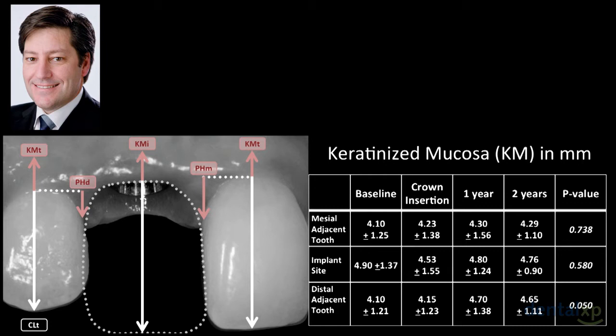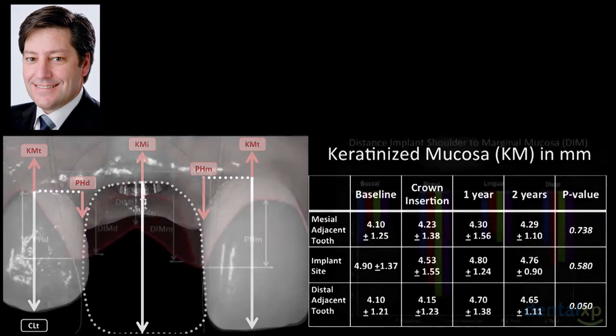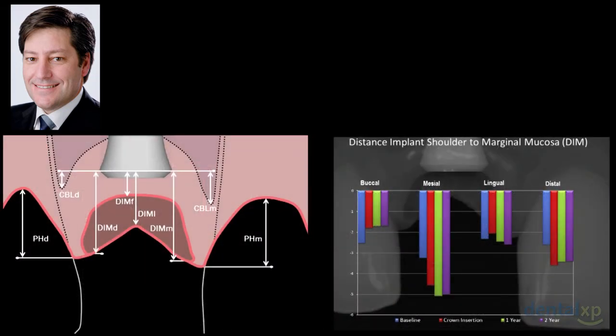We are measuring now when you do cases flapless. We even see that it's more important because there's no disruption of the periodontium. Not all the cases could be done flapless, but in those cases, they work really nice. Then we measure the DIM, and this is something that you will be interested in because it's the distance from the implant shoulder to the marginal mucosa, and see how that changed from one position to the other.